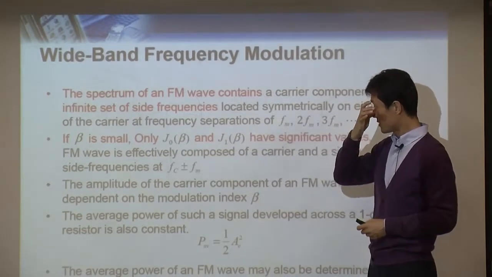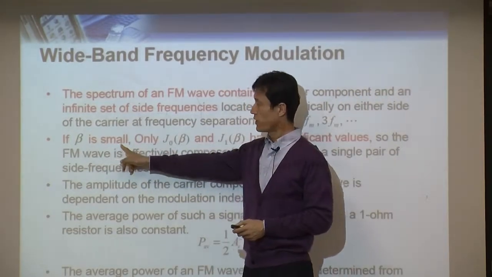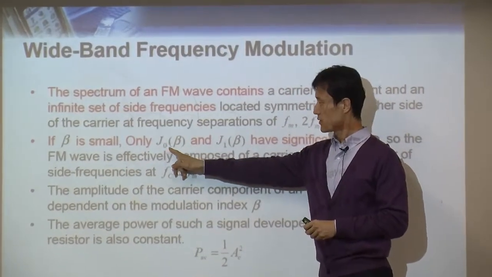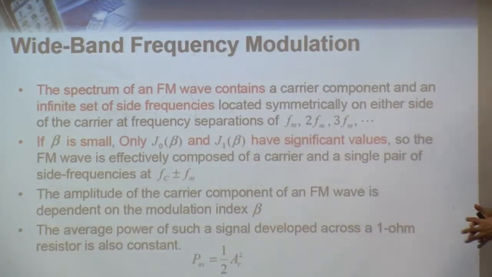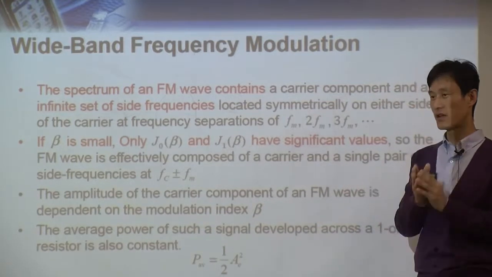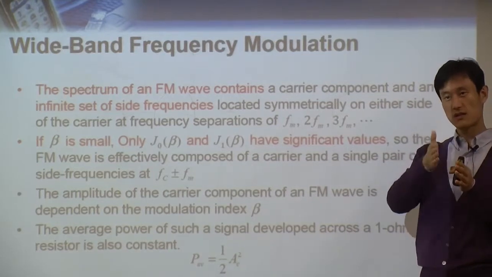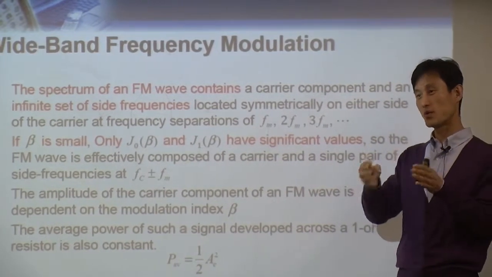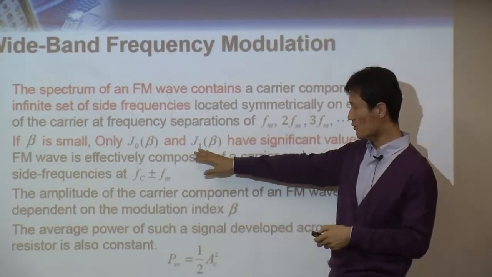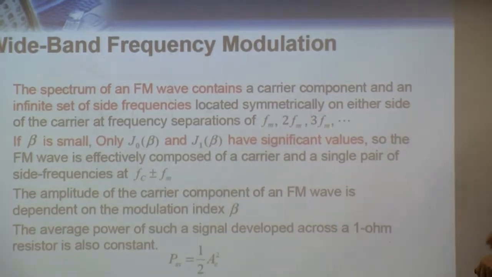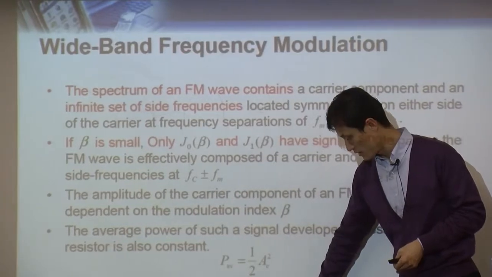And the second observation is, let's say when beta is small, that was the narrowband FM case, right? Only J0 and J1 have significant value. So that's what we looked at in the narrowband FM case. Narrowband FM, as we see, we only have three frequency components: Fc, Fc plus FM, and Fc minus FM. We only have 3 in narrowband, right? That's what we're talking about here.